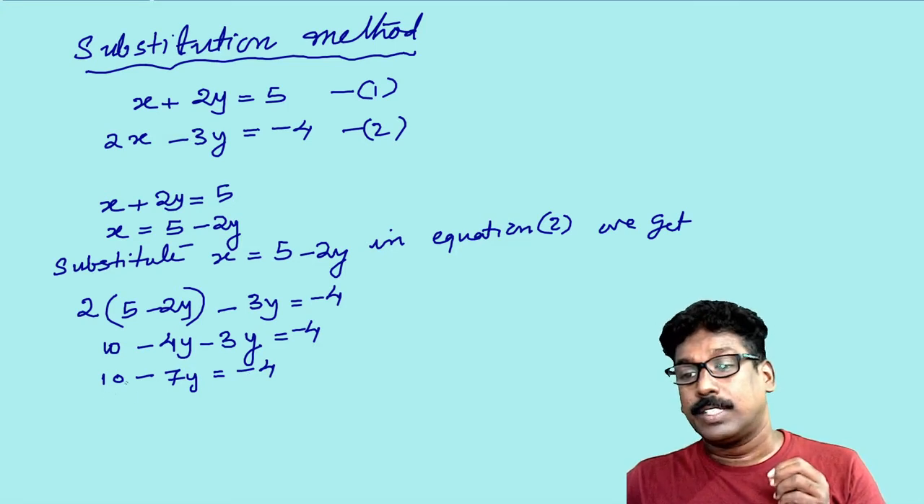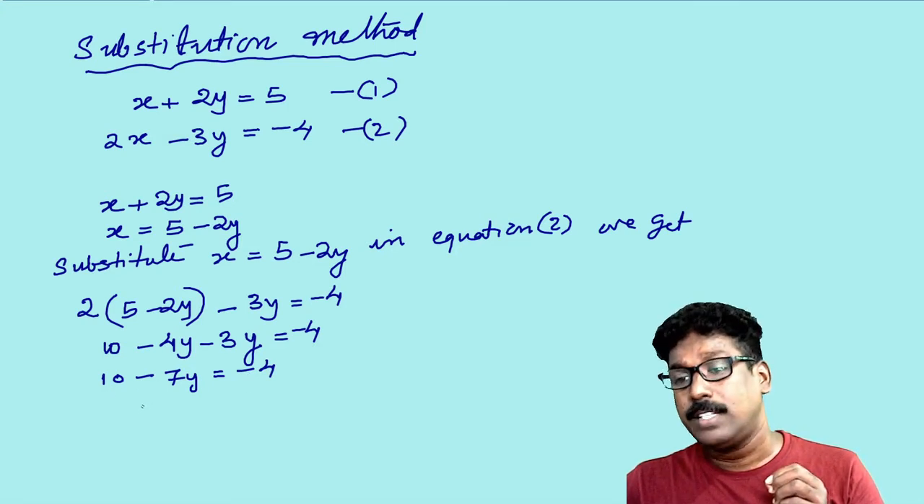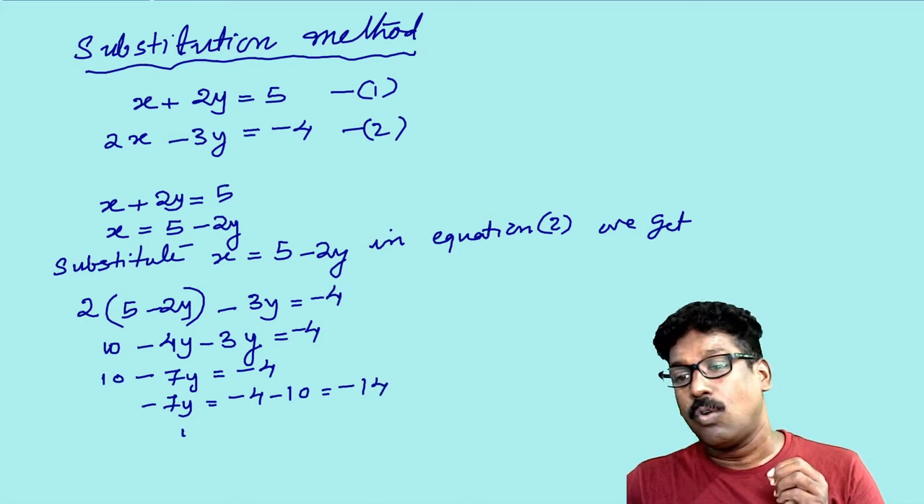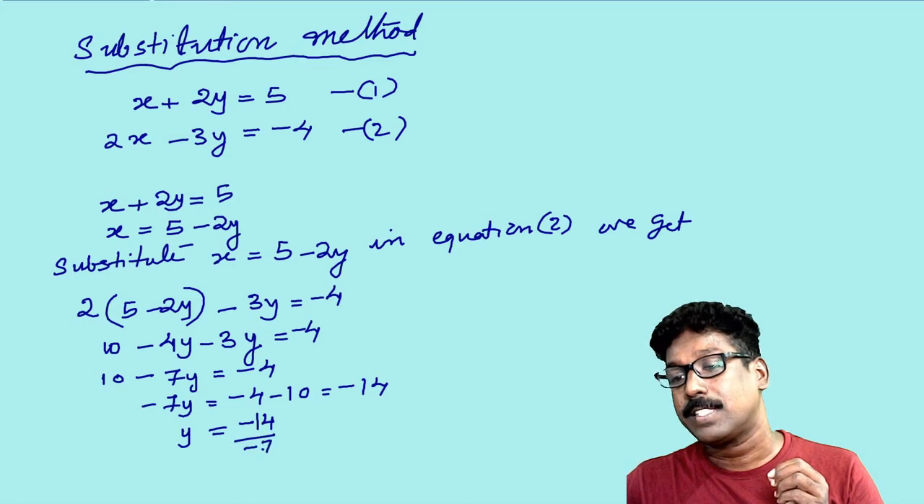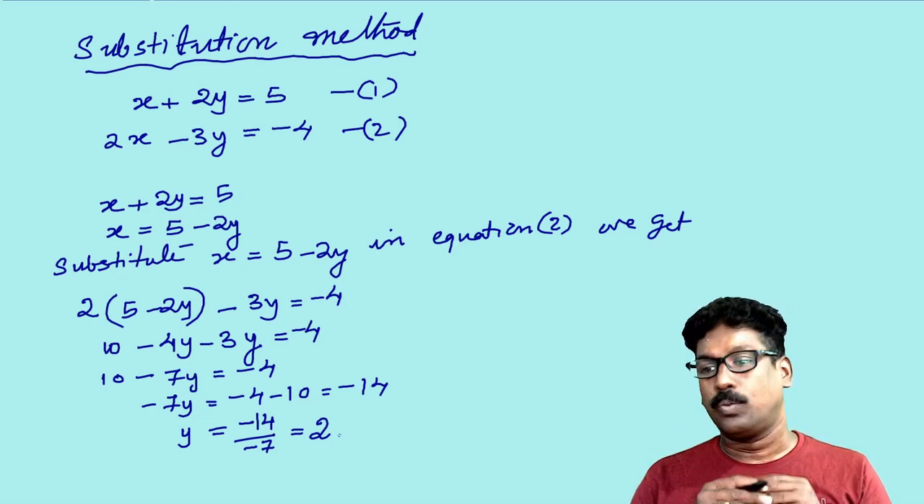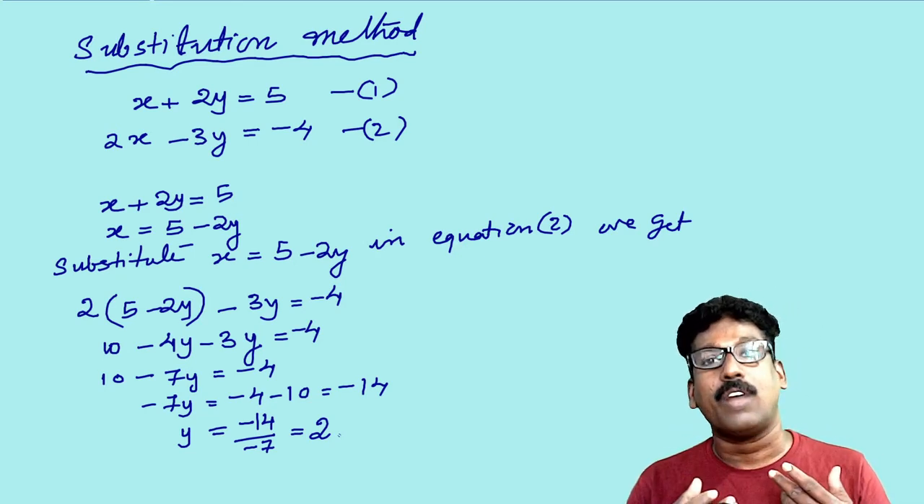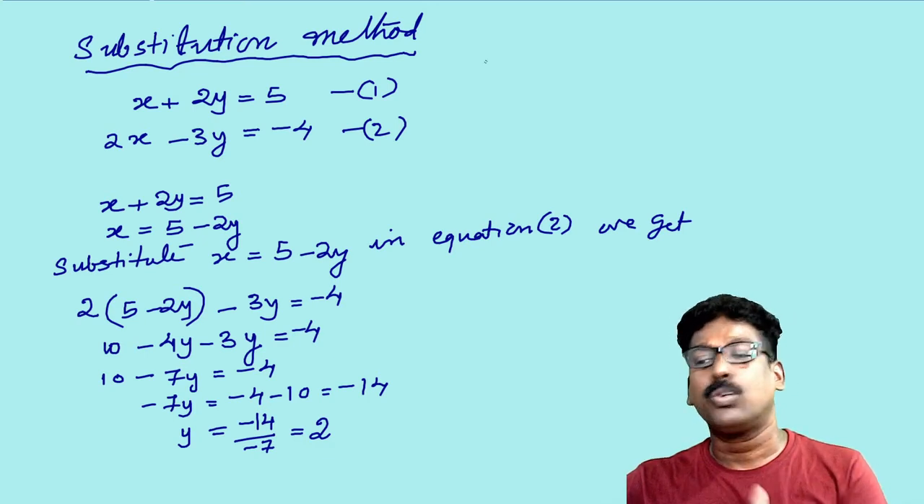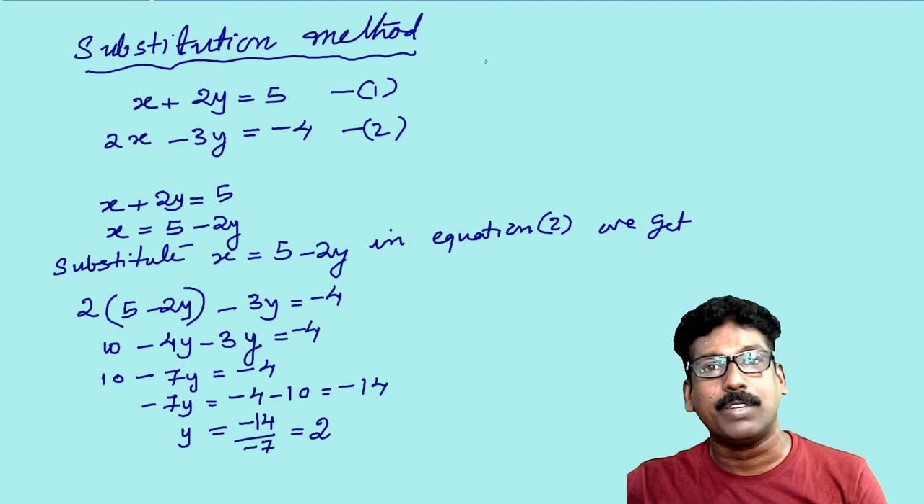Now 10 you transpose to the other side. So minus 7y is equal to minus 4 minus 10, which is equal to minus 14. So y you get as minus 14 by minus 7, which is equal to 2. Now you got the value of y. Now how will you get the value of x? To get the value of x, substitute the value of y is equal to 2 in equation 1.